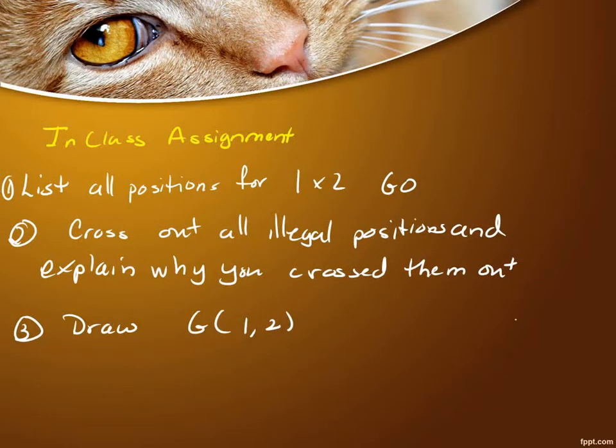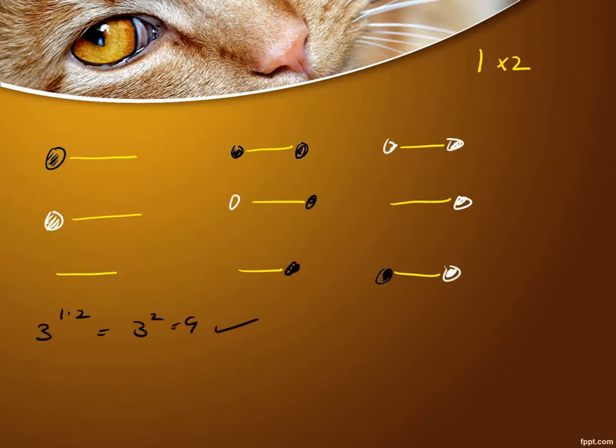So list all positions for 1, 2, and then cross out all the illegal positions. You should have crossed out 4. Yep. So here it is. Total number of moves. I just wrote them out here so you can see them. So there's 9 total moves.